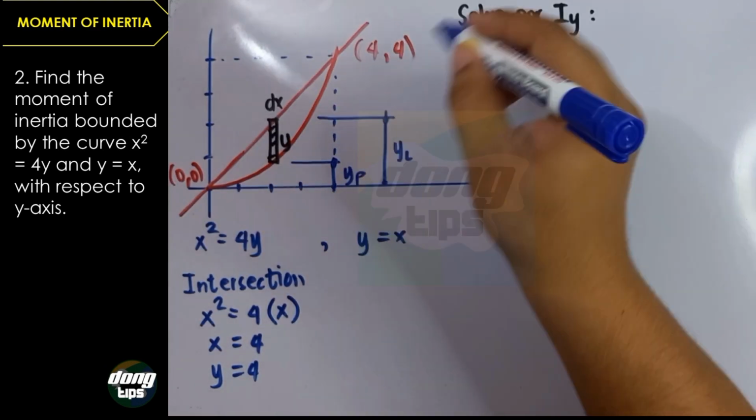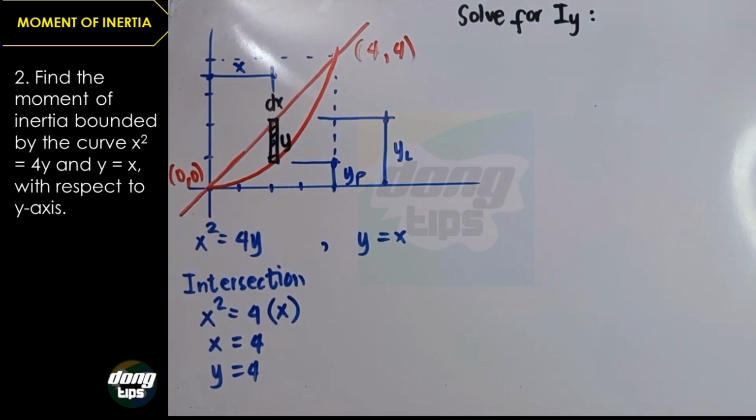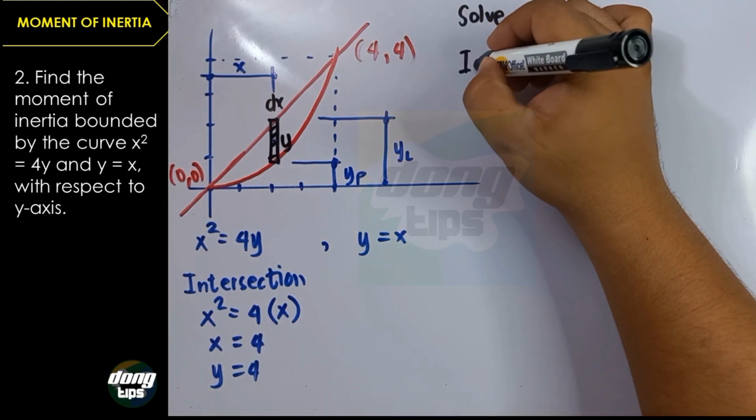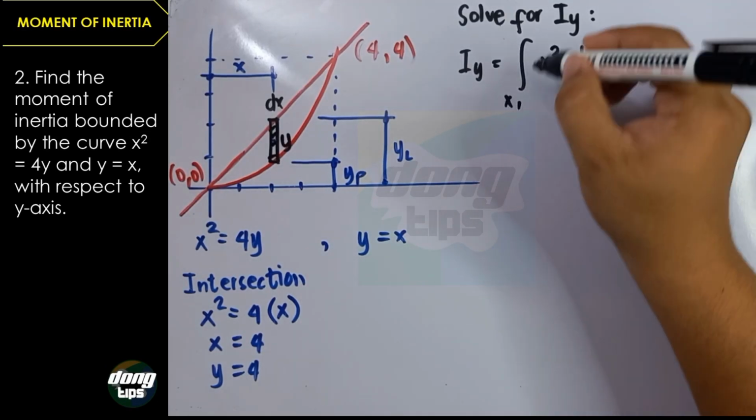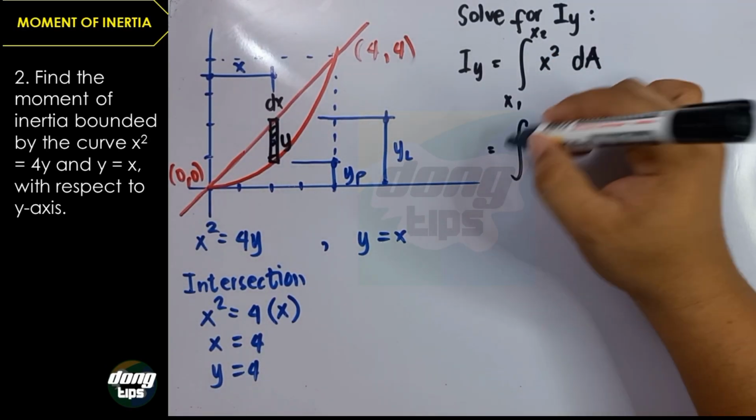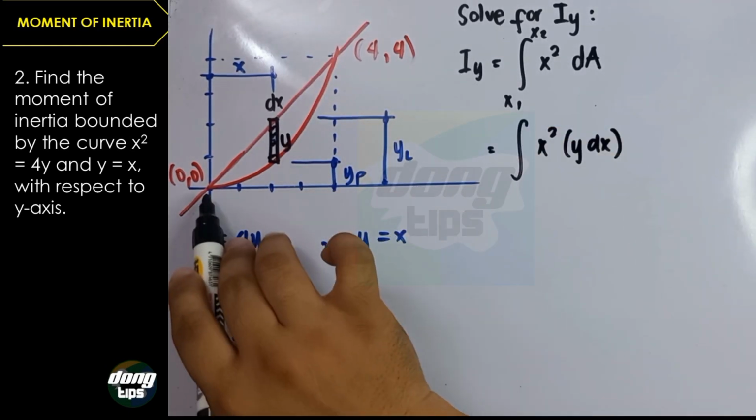Now for the moment arm, measure the distance between the center of the strip and the required axis, and that is x. Iy is equal to the integral of differential area times the square of the moment arm, x. Limits will be from 0 to 4.